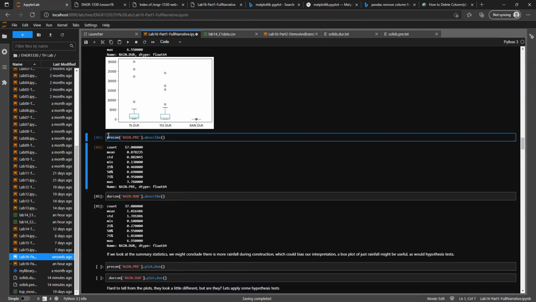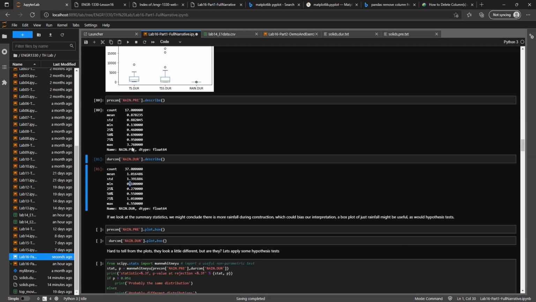Okay, beforehand, we had 17 measurements, a mean of 0.87 inches. The minimum was 0.13 inches, and you can see our quartiles here. Max we got was 3.7. Here, the mean was 1 inch. It was measured 37 times. The maximum was 6.5. Holy cow. That is a lot of rain in one day. And the minimum was 1/10 of an inch. I'm assuming this is in inches.